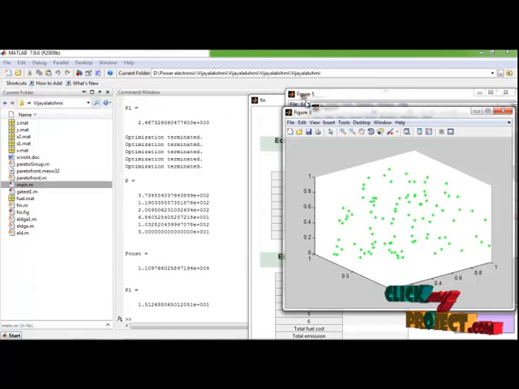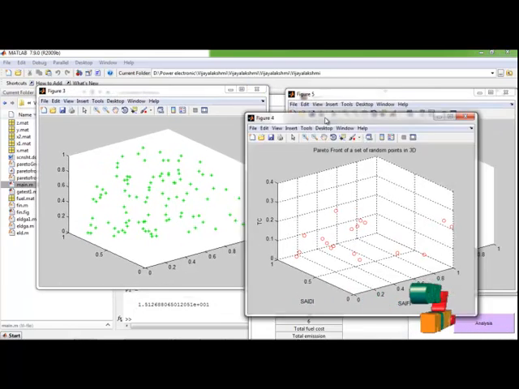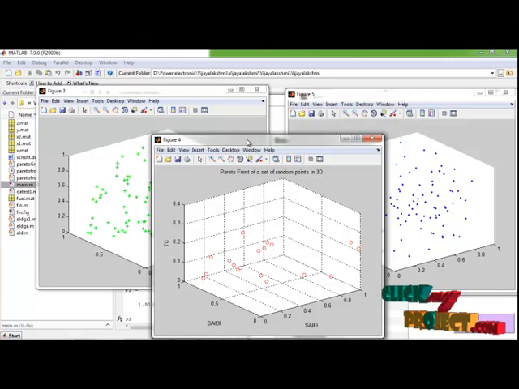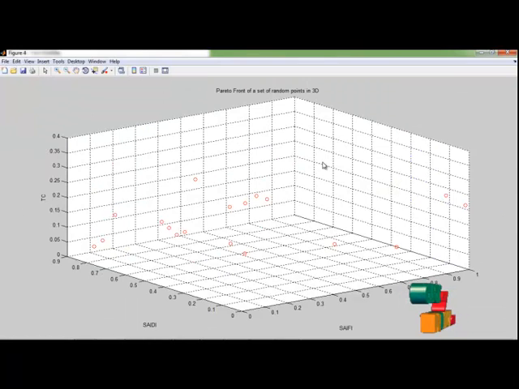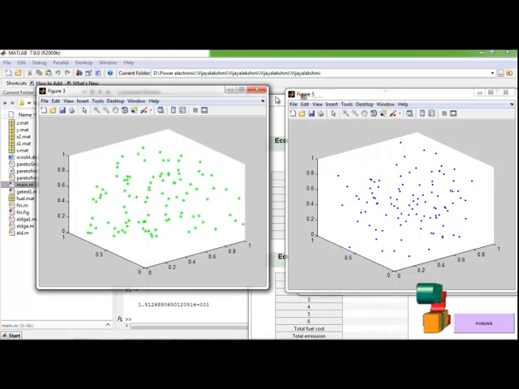The next one shows how the objective functions are placed in three figures. In this we have three objective functions. The first objective function is placed in figure 3, the next one in figure 4, and the third one in figure 5.